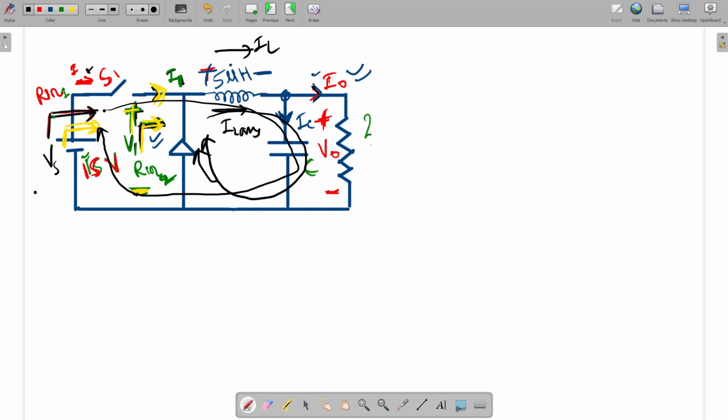So what will be the diode current? Diode current will be the second half current. Inductor current will be charging, so discharging current will flow through the diode. This will be the diode current. In the second half, this will be the current. This will flow through this diode like this one. Is it clear?